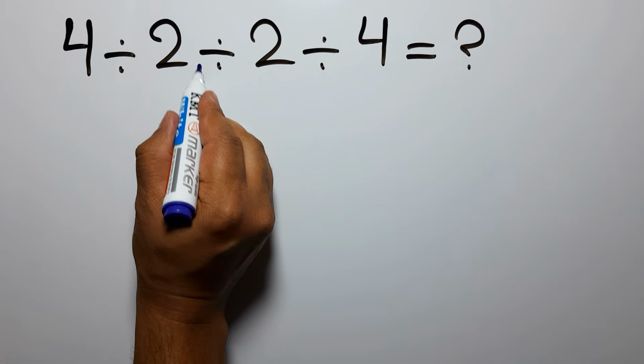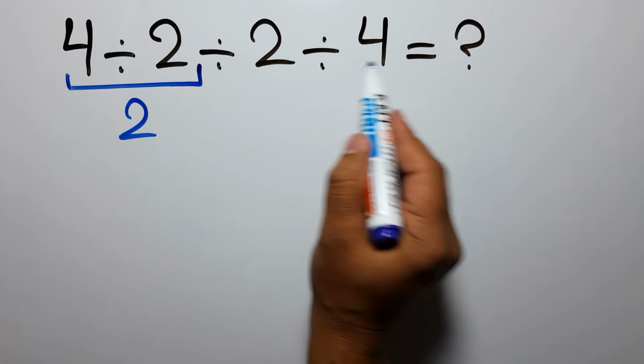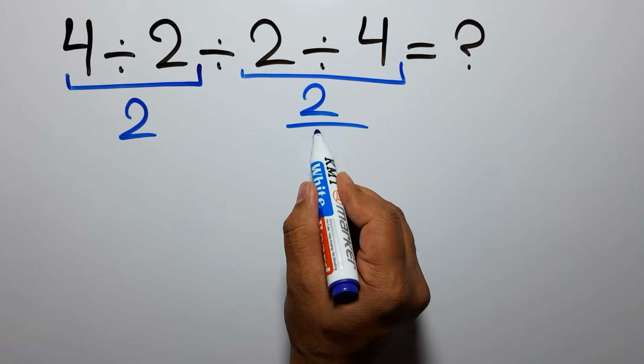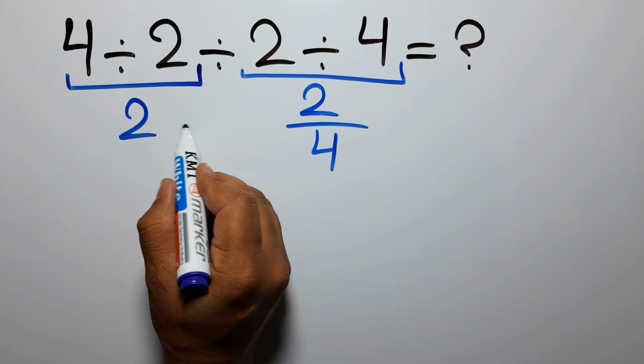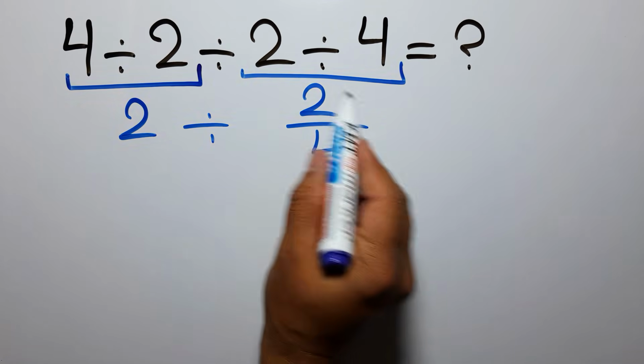4 divided by 2 gives us 2. And here we have 2 divided by 4, which can be written as 2 over 4. Okay, so we have 2 divided by 2 over 4.